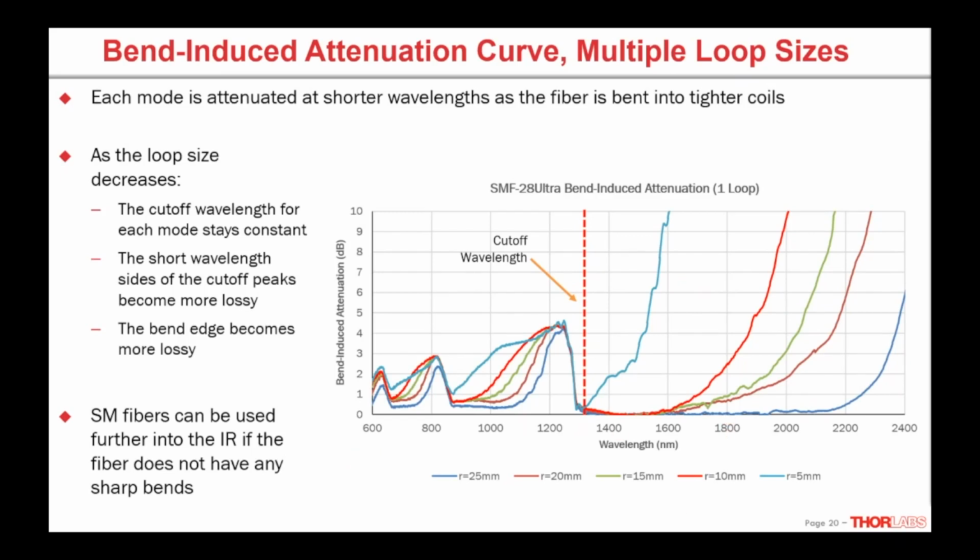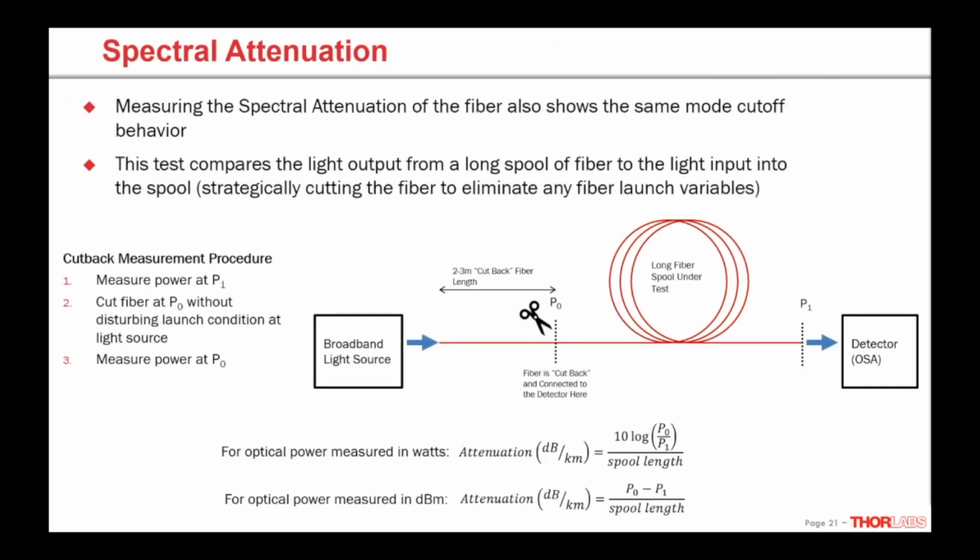The next thing I want to show, in the last part of our attenuation deep dive, is what we would just call spectral attenuation. Up till now, I've been showing you how much attenuation is caused, all else held equal, by putting a loop into the fiber. Next, what we're going to talk about is if we couple a certain amount of light into one end of the fiber, and the fiber goes through a long spool, let's say many kilometers long, how much light comes out the other end? How much light is lost along that length of fiber? And we can look at that as a function of wavelength.